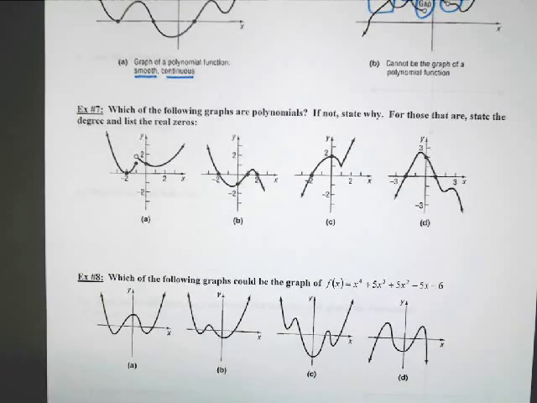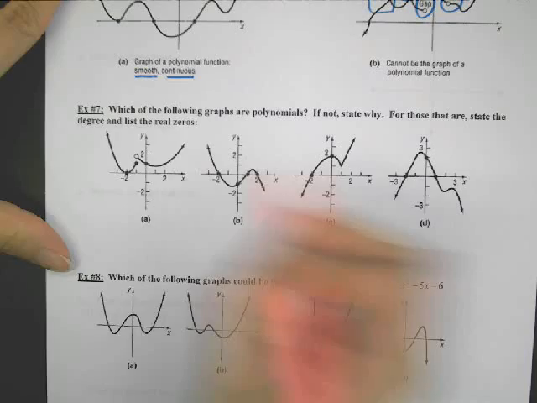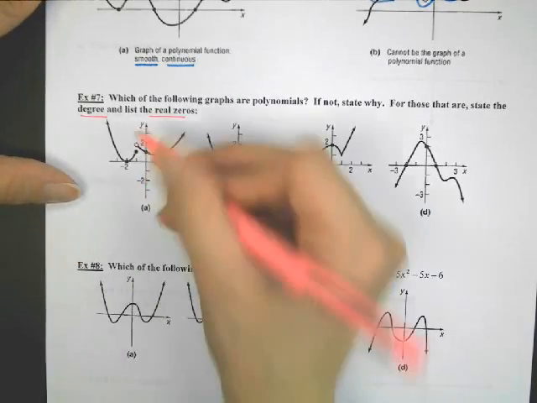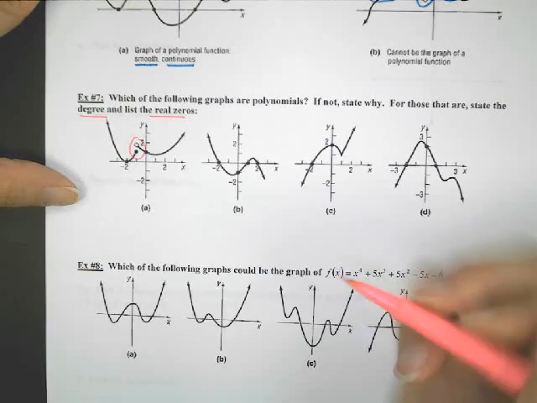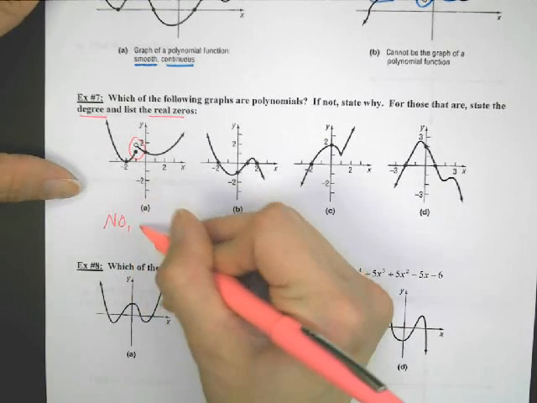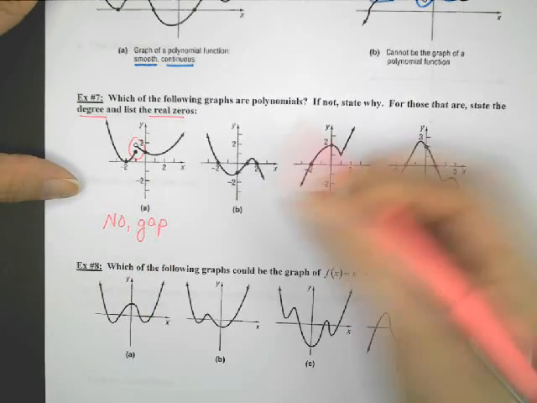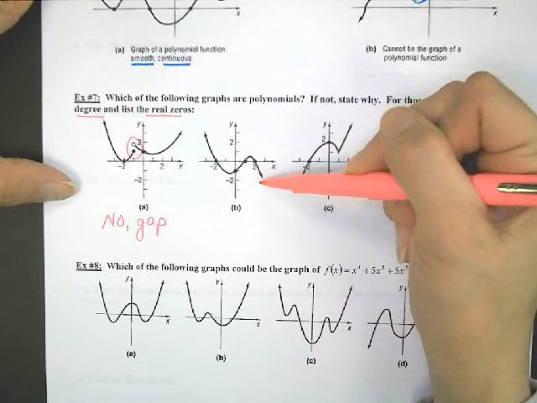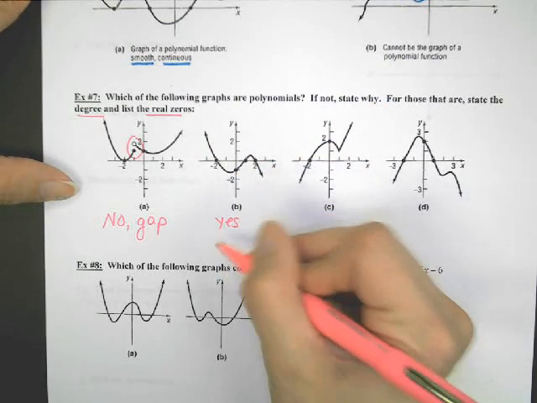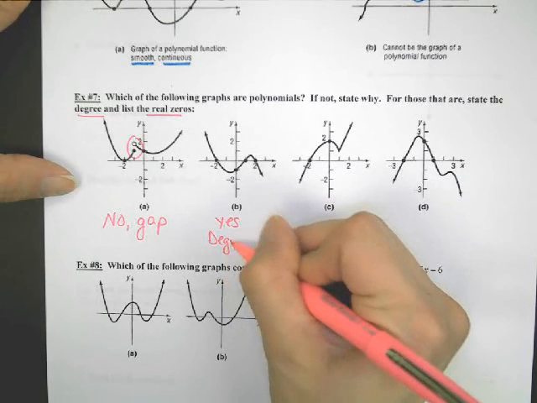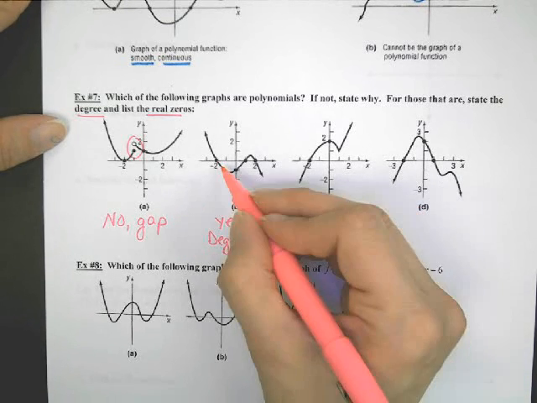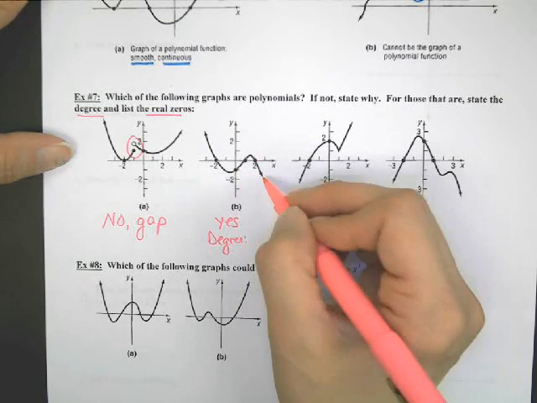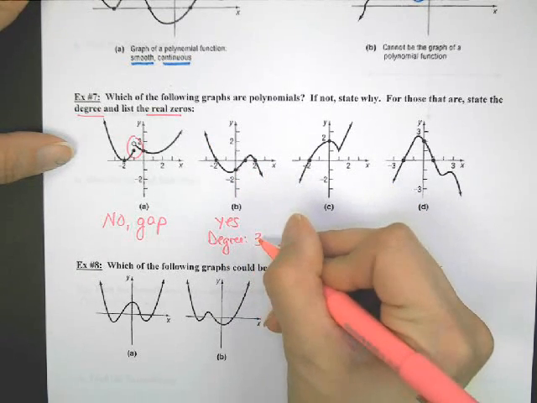Okay, which of these are polynomials? And if they are, we have to state the degree and the zeros. And if they're not, we have to say why not. So is number A here, is this a polynomial? No. Okay, and the reason is I see a gap. Is this a polynomial? It's pretty smooth and curvy, continuous. Yes. Okay, and the degree of this one is, it's definitely odd, so I'm going to say the degree is 3.